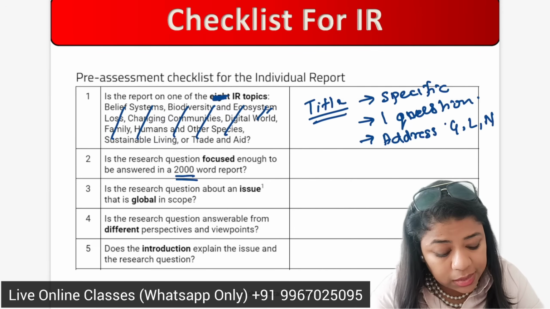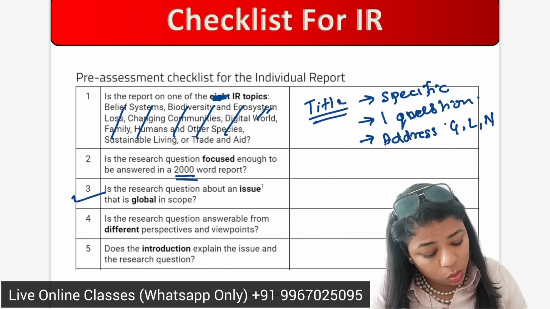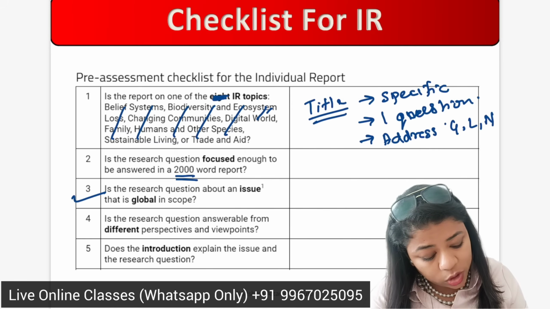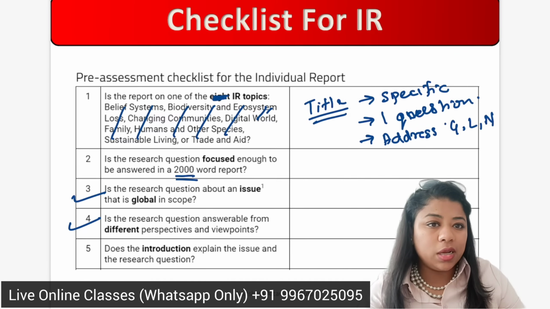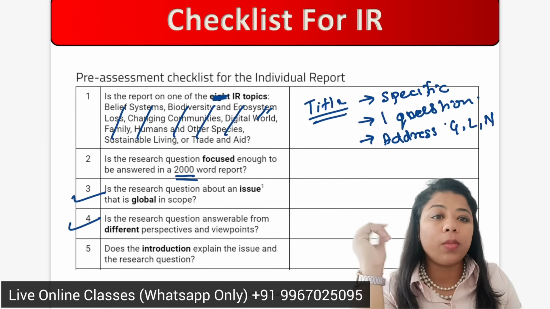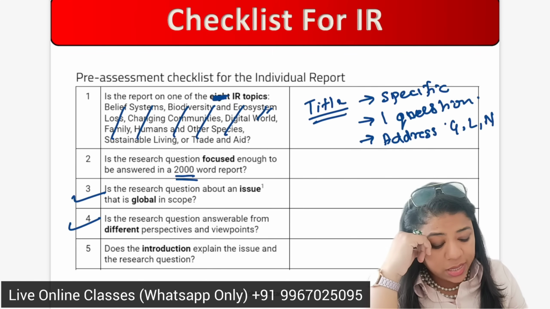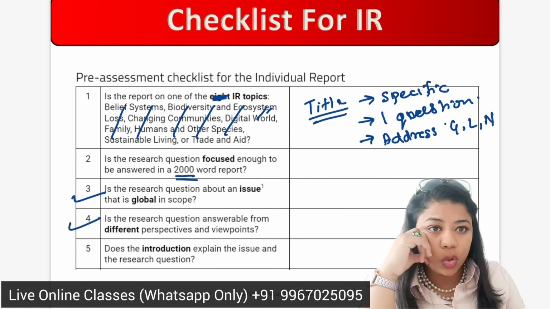Okay. Is the research question about an issue that is global in scope? This we have covered. Is the research question answerable from different perspectives? As I mentioned to you, while you are choosing the research question, it should be answerable from different perspectives. Does the introduction explain the issue and research question?